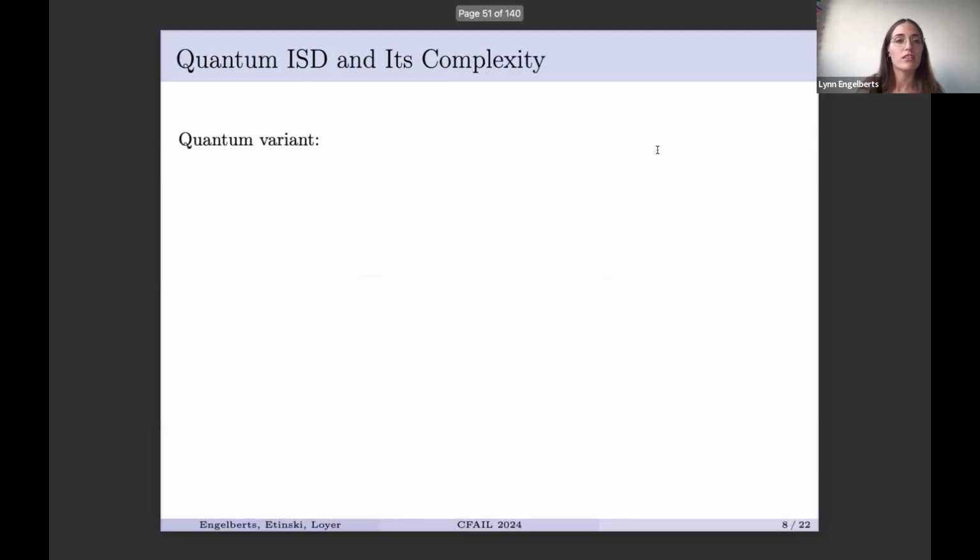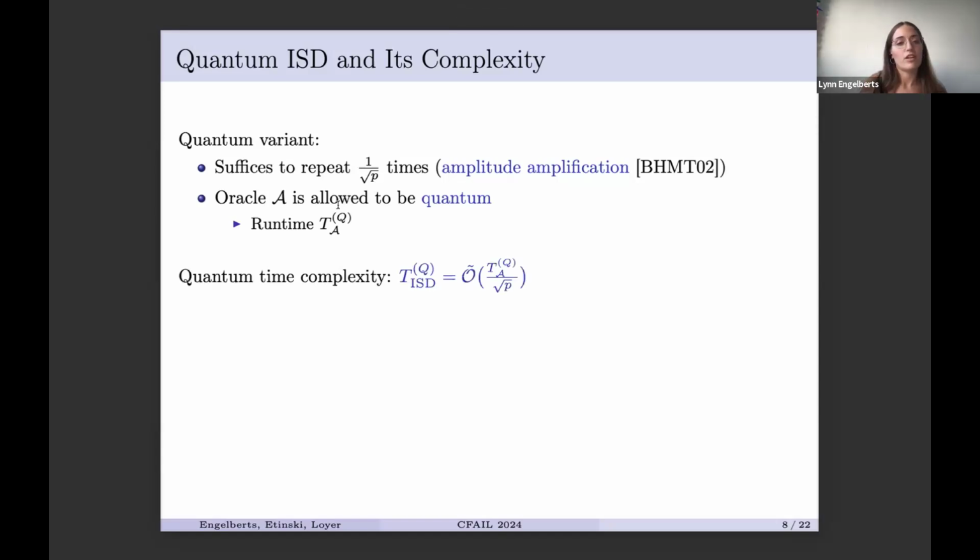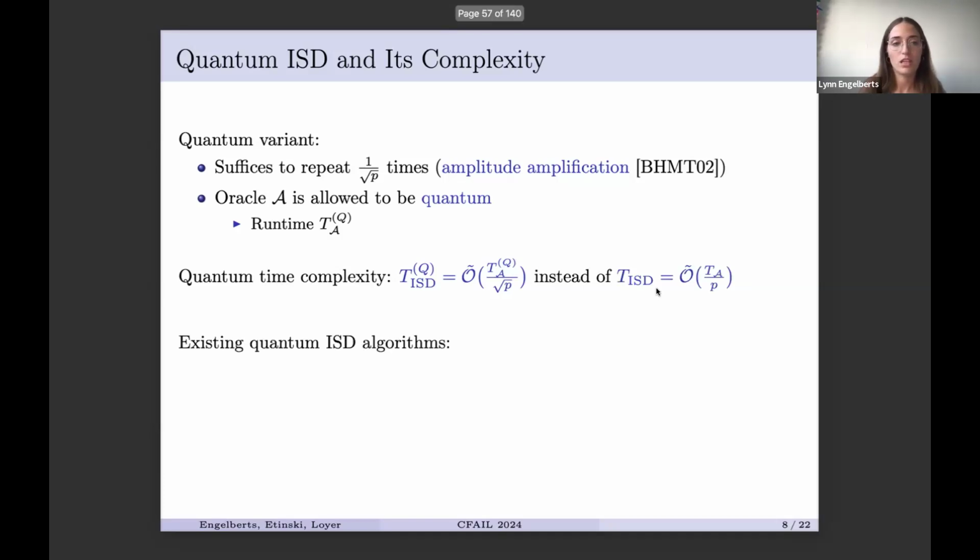So a quantum variant is the following. We use amplitude amplification, so we only repeat 1 over square root P many times. And this oracle A is now allowed to be quantum. And to denote that the runtime may be better, the runtime of this oracle, I denote this by superscript Q. Then we get the following time complexity, which is just the runtime of this possibly quantum algorithm times 1 over square root P, instead of the cost as before.